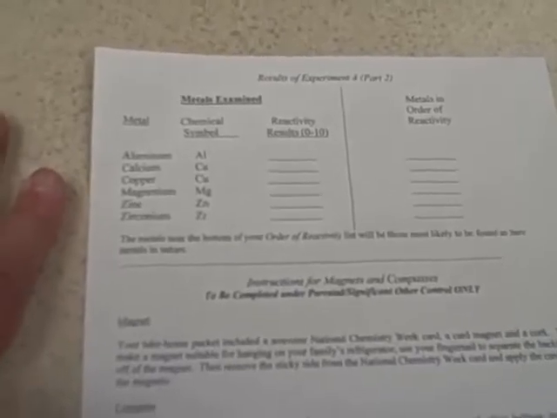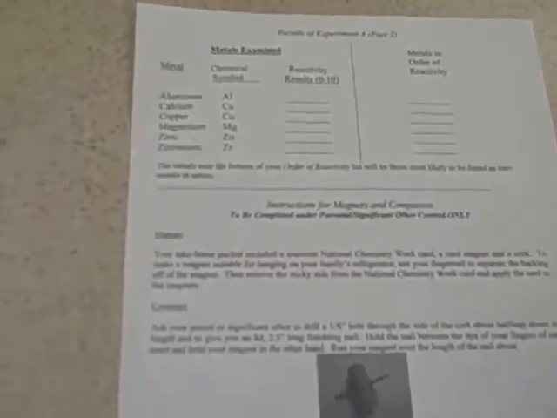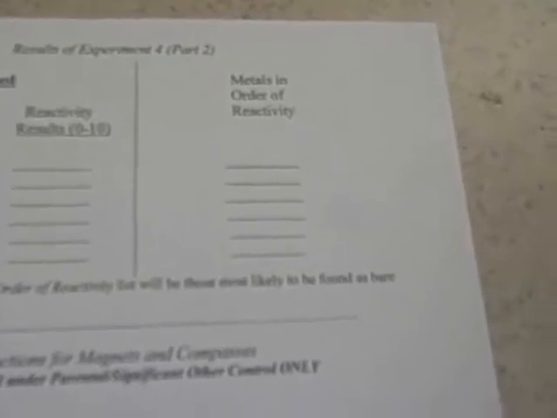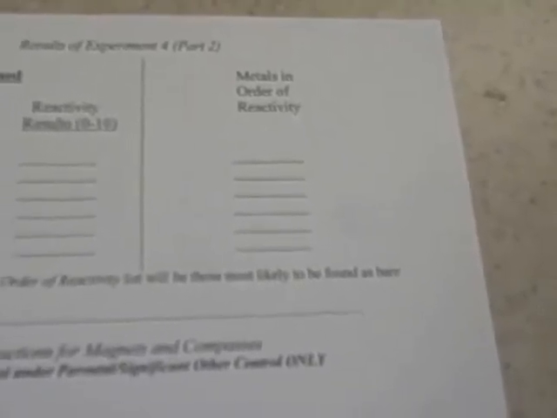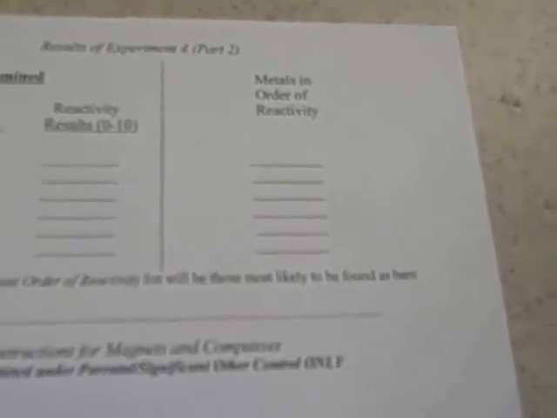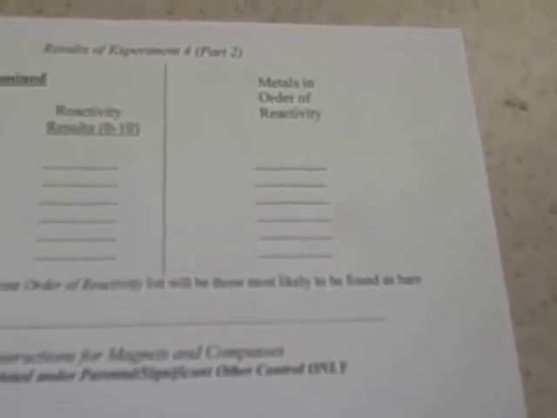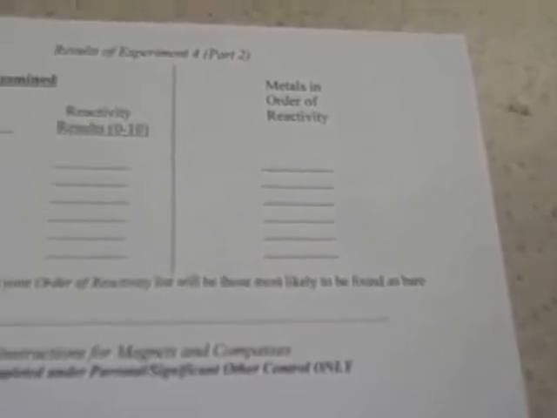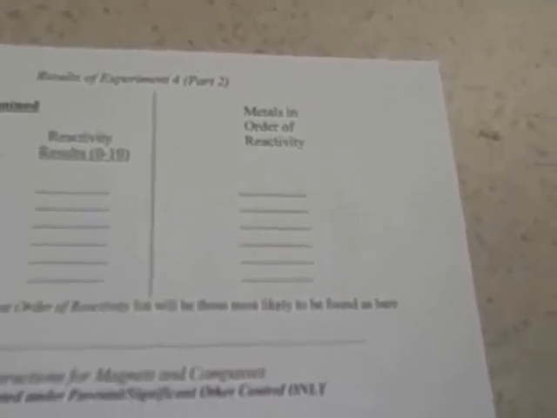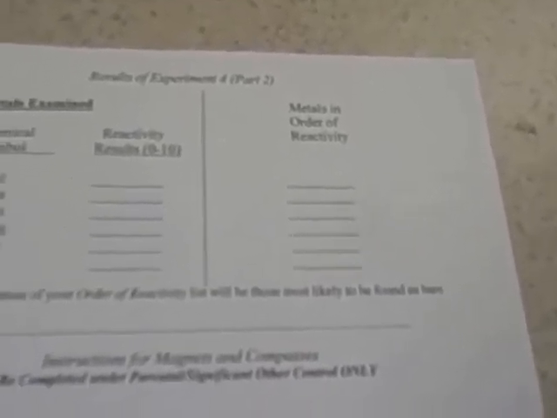Based on those numbers, on the right-hand column where it says metals in order of reactivity, list the metals from most reactive to least reactive. Obviously, you start with calcium. What comes next? Magnesium. After that? What's after that? Copper, zinc.